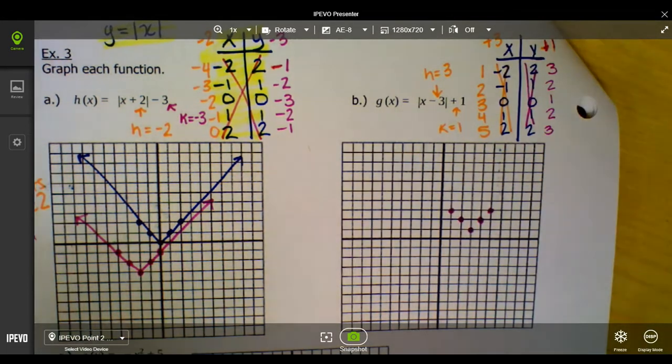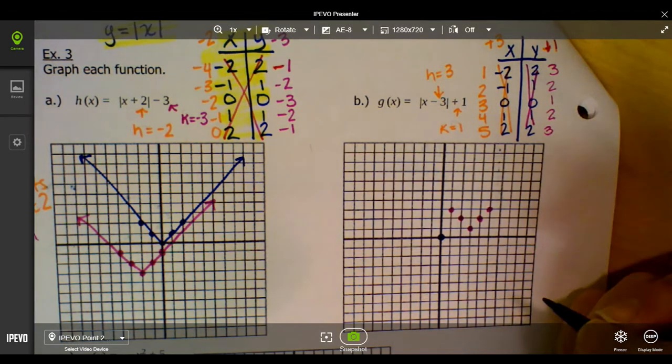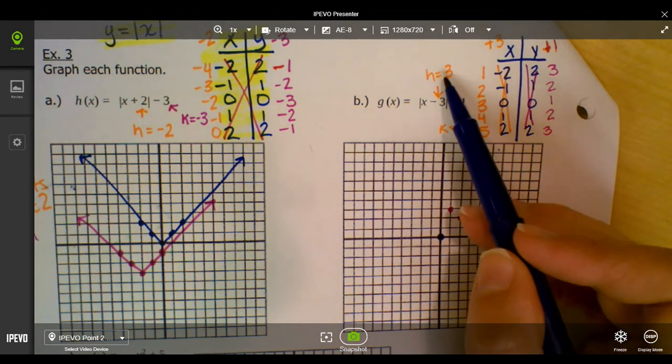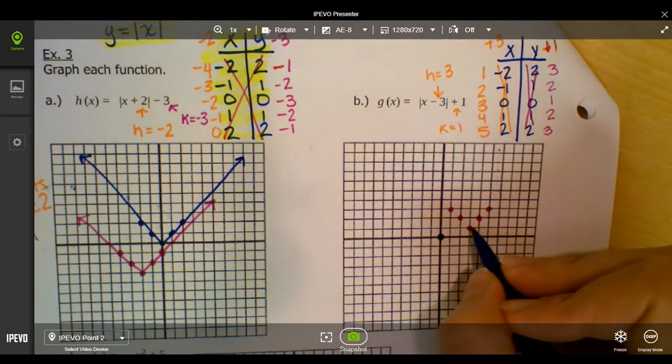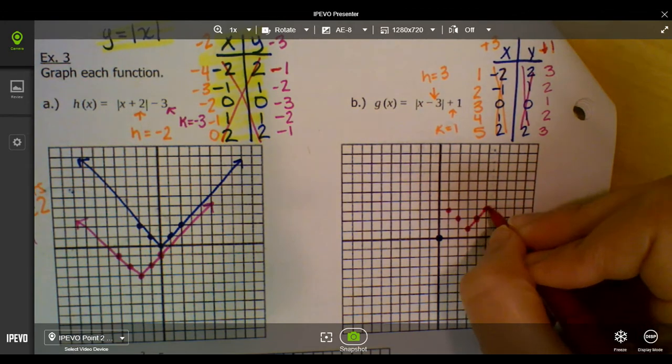And again, you can always double check from your parent vertex point, which is always on the origin. Does it look like I shifted up 1 and to the right 3? So up 1 to the right 3. It does look like I did that. So I know that I'm going to be correct over here.